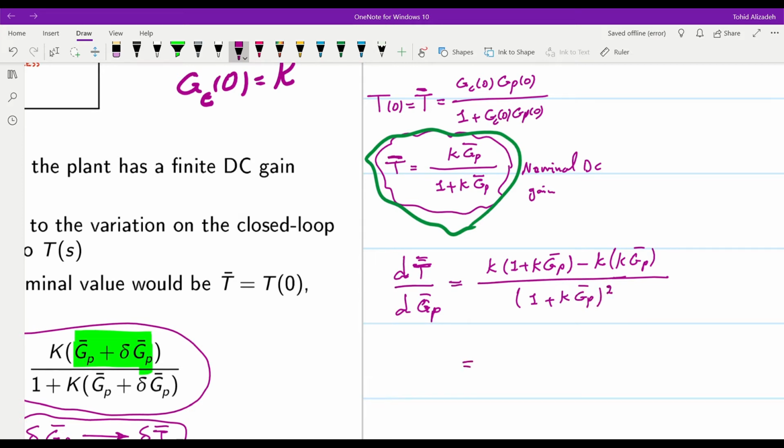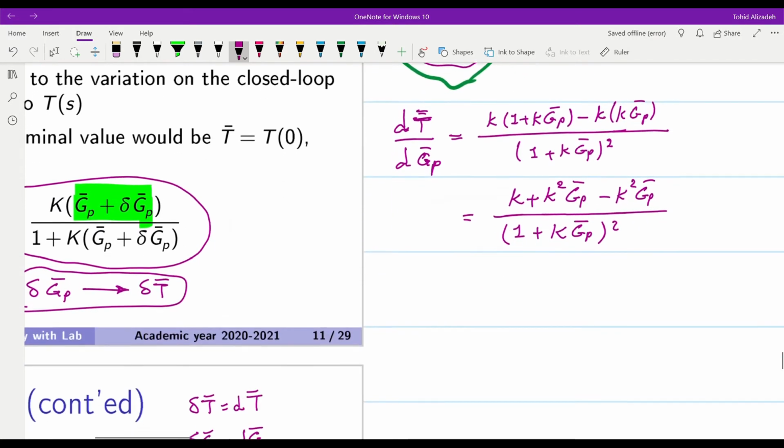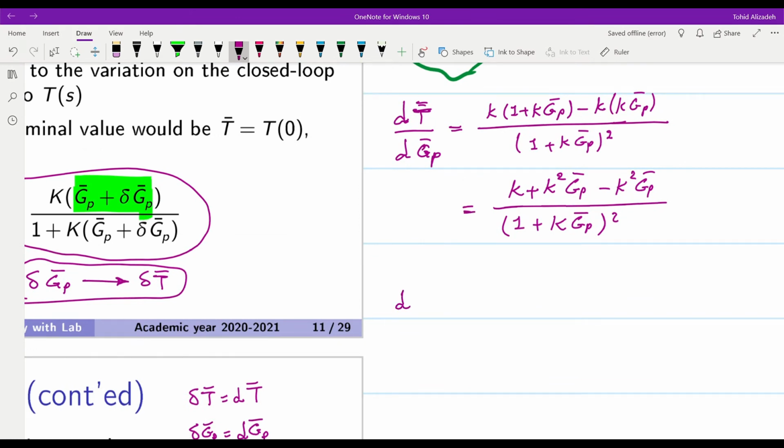And if we simplify this, we will get K plus K squared GP bar minus K squared GP bar over (1 plus K GP bar) squared. And if we simplify it further, dT bar over dGP bar will be obtained as K over (1 plus K GP bar) squared.